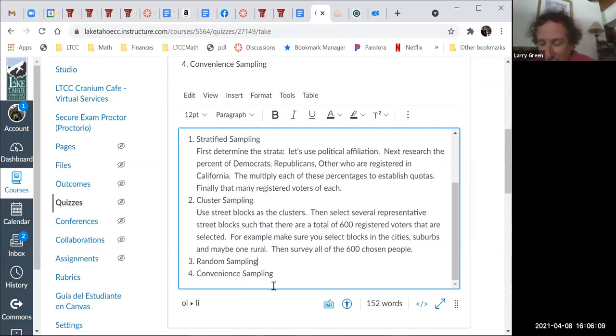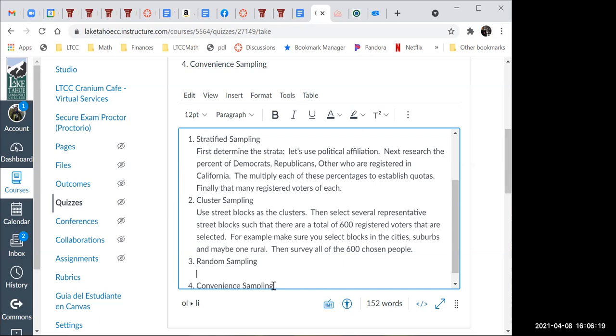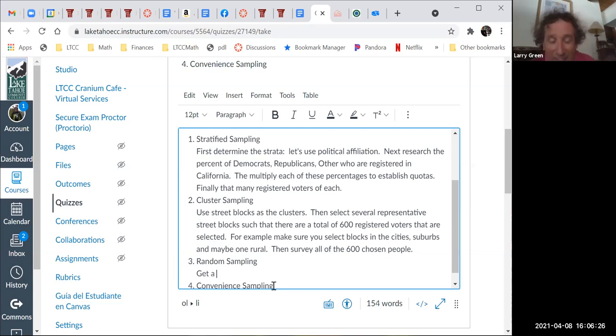Okay, random sampling. That's actually the easiest one to describe. How do you random sample? That's really the only way that I told you. You could use a computer to select 600 registered voters from California. Yep. So get a list from the state. And by the way, you are able to get that. Again, I don't expect you to know all these rules, but that actually is something that is available. Get a list from the state of all registered voters.